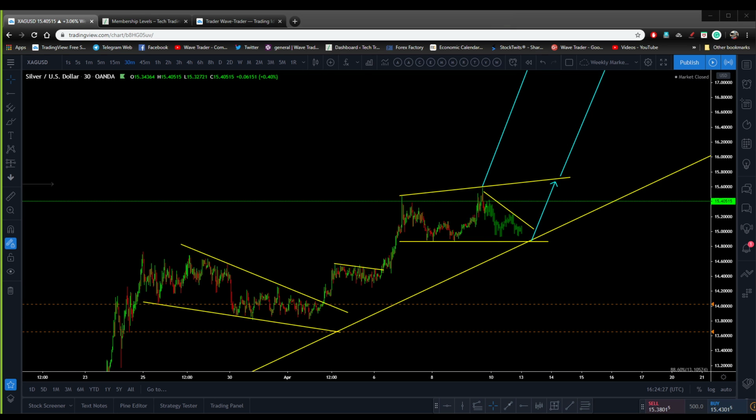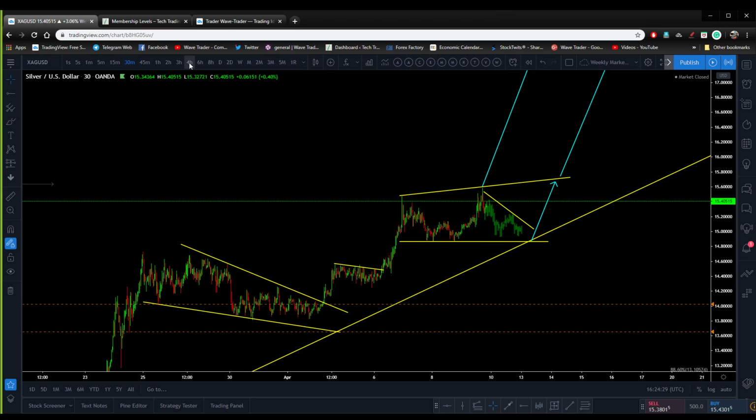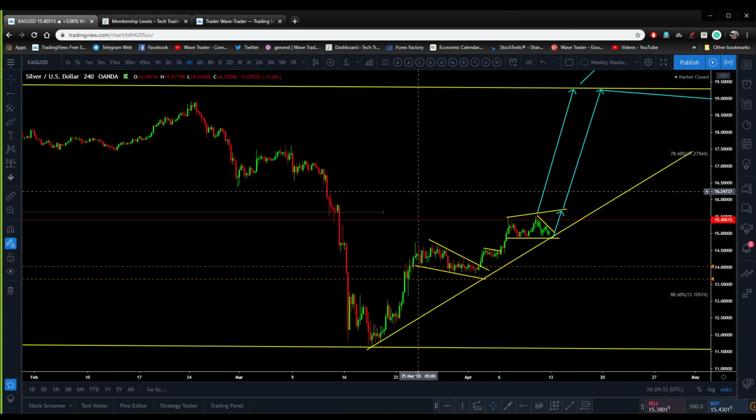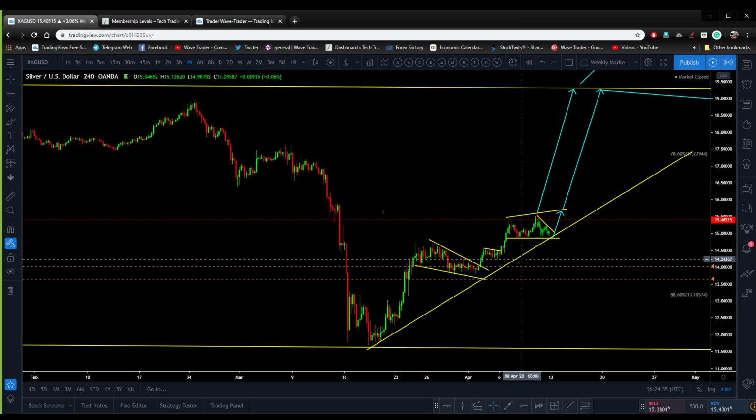Make sure you understand that you missed the opportunity from the bottom. So any trade you are going to take from 15, 15.20, 15.30, 16, your risk shouldn't be high over there at these prices.